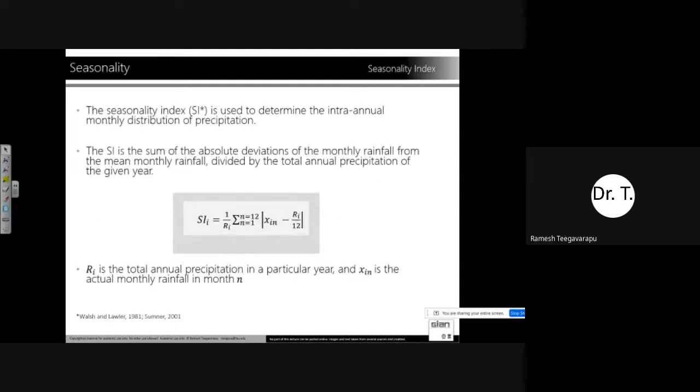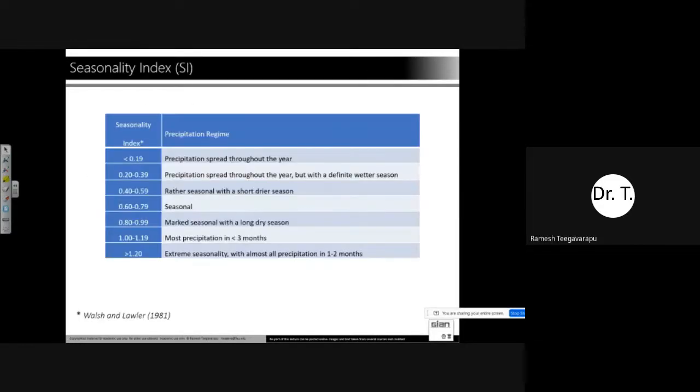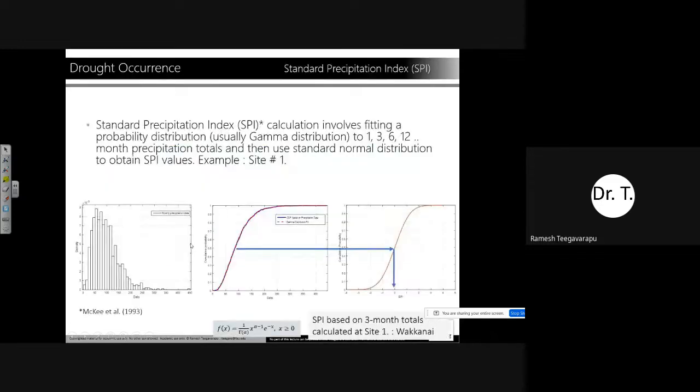Okay, now the seasonality tells us whether the rainfall is happening only in a specific month or it is spread out in multiple months. So it's a very simple intuitive index. You can calculate seasonality based on the data you have, the monthly rainfall. That also helps us to understand what is going on with the seasonality in a region. So based on the index, you can indicate whether the precipitation is happening throughout the year and so on. So in the Indian context, most of the precipitation is happening in the monsoon months. So the index will be close to 1.2 or 1.19 and so on.